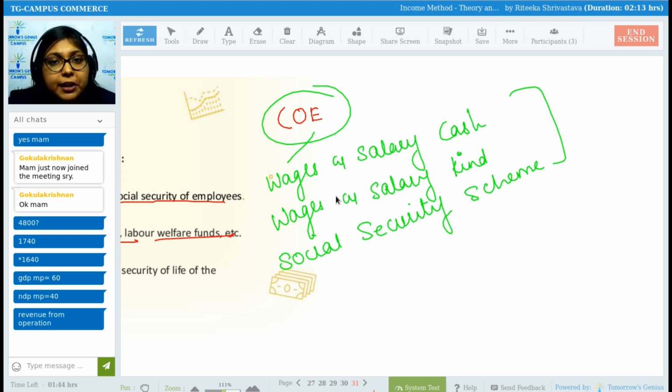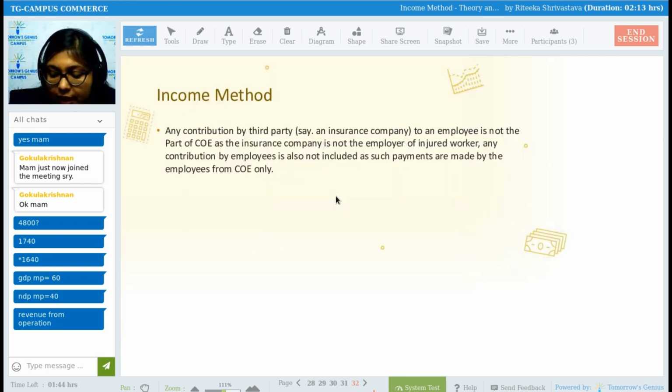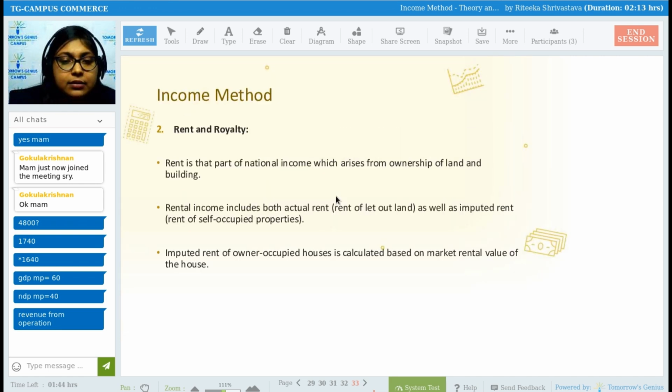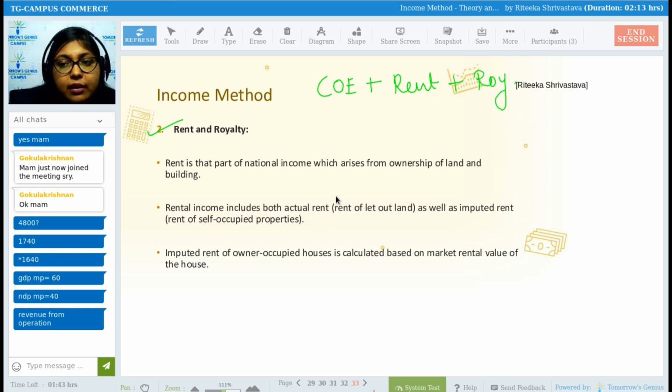Compensation of employee is the first component of income method. Under compensation of employees, we have three different forms: wages and salaries in cash, wages and salaries in kind, and social security scheme. Second component which comes after compensation of employee is rent plus royalty, or you can say rent and royalty. Now what is rent and what is royalty?